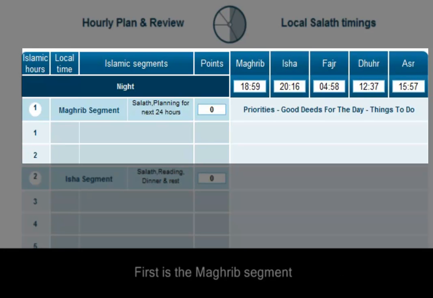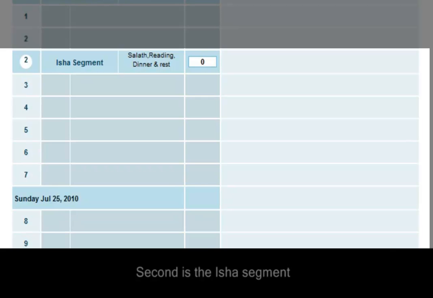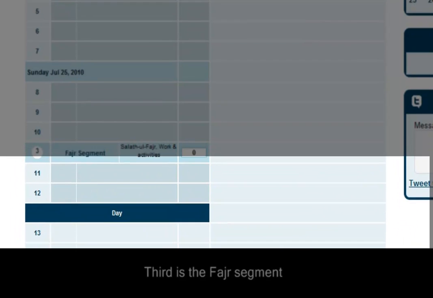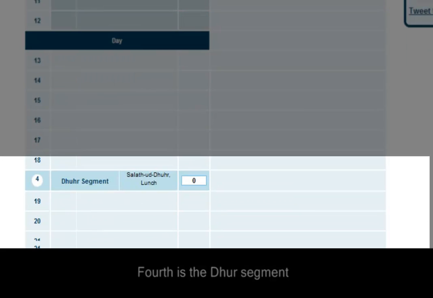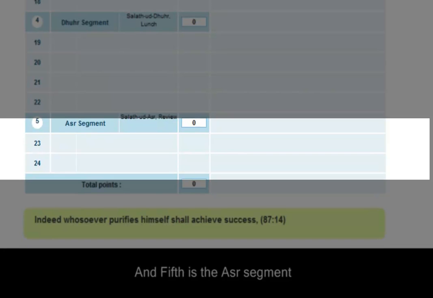First is the Maghrib segment. Second is the Isha segment. Third is the Fajr segment. Fourth is the Zuhr segment. And fifth is the Asr segment.